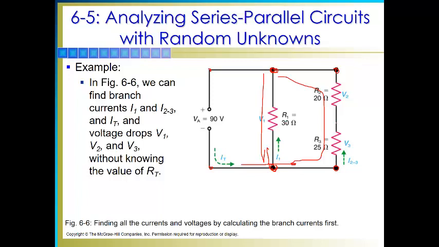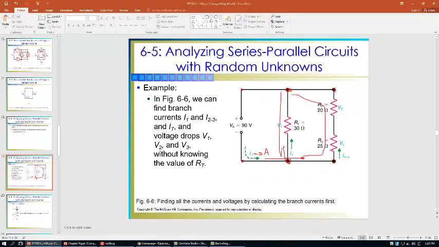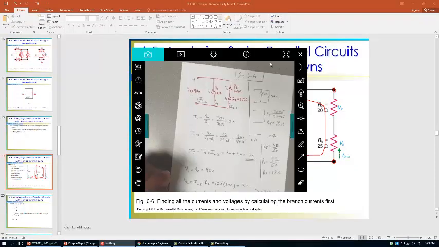So now I got 3 amps plus 2 amps, that would be a total current of 5 amps. Right? So that's one way that you can use to calculate the current on this circuit. But let's see if I can show you this on paper.